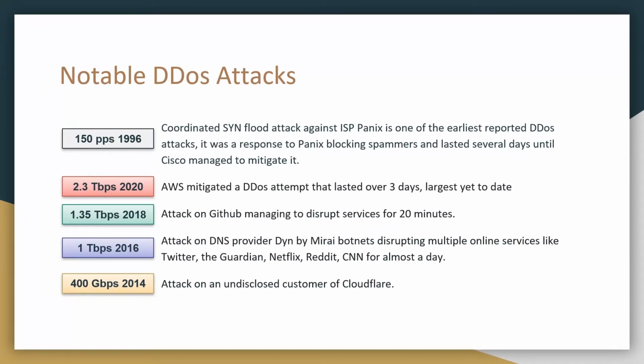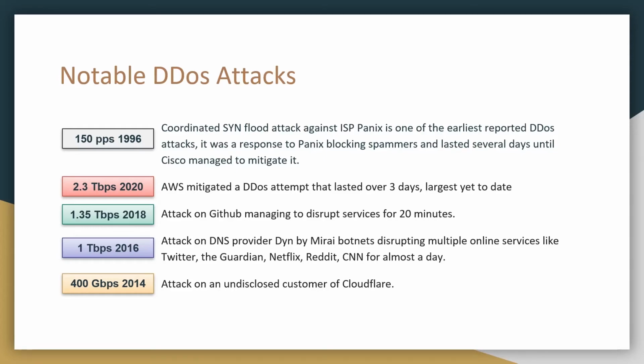There are thousands of destructive DDoS attacks, with the number only increasing every year. And these are some of the notable attacks of all time. The attack on Internet Service Provider Panix is one of the earliest denial of service attacks reported. In 1996, when they blocked spammers from abusing their customers, which was new at the time, they were hit with a SYN flood attack, which peaked around 150 packets per second in retaliation. The attack lasted several days until Cisco was able to mitigate it.